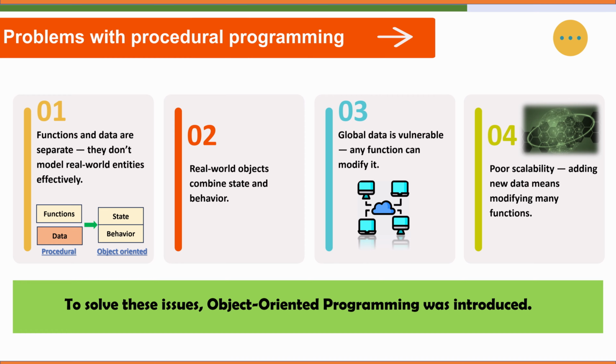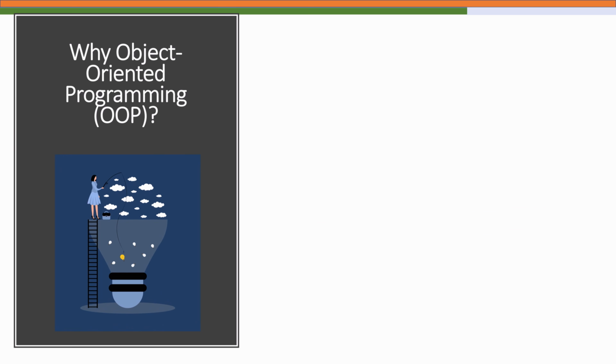So to solve these problems, object-oriented programming was introduced. Instead of separating the functions and data, OOP basically combines them inside objects. Each object keeps its own state and defines its own behavior. So in our car rental example, each car can be an object that knows its own details and has its own methods to return, rent, or service itself. So this approach basically mirrors the real world much better, and that's one of the main reasons OOP becomes so powerful.